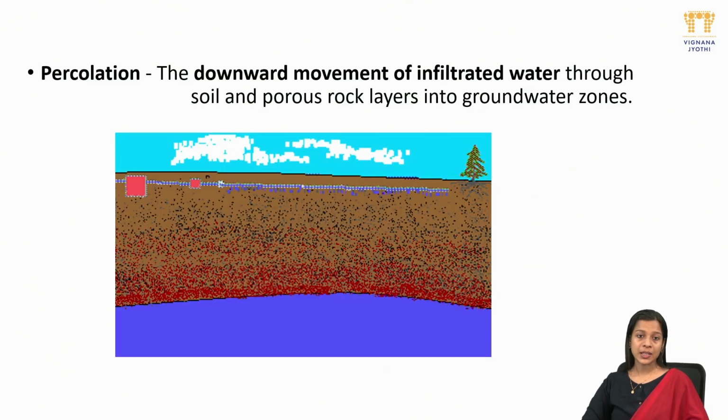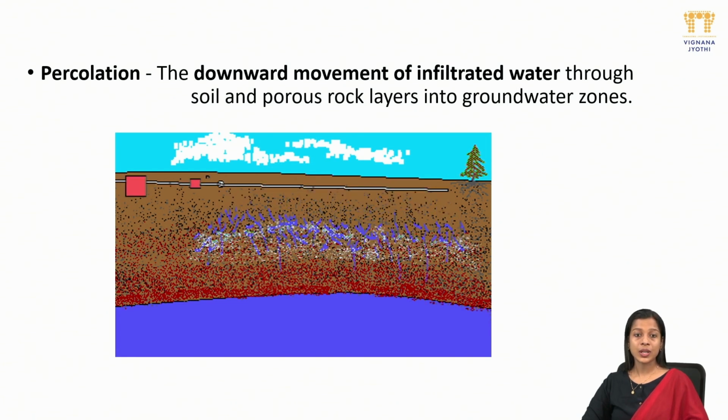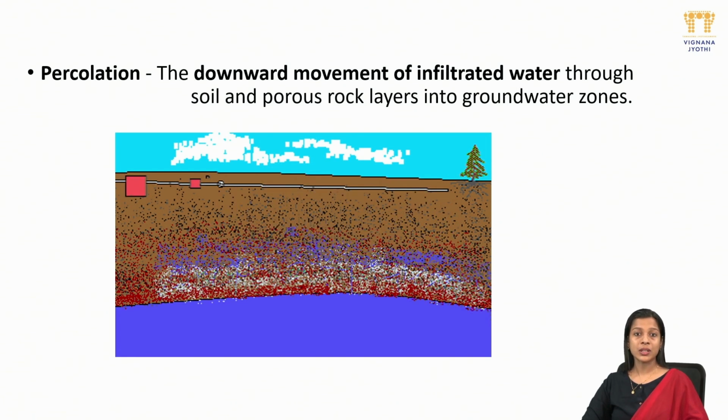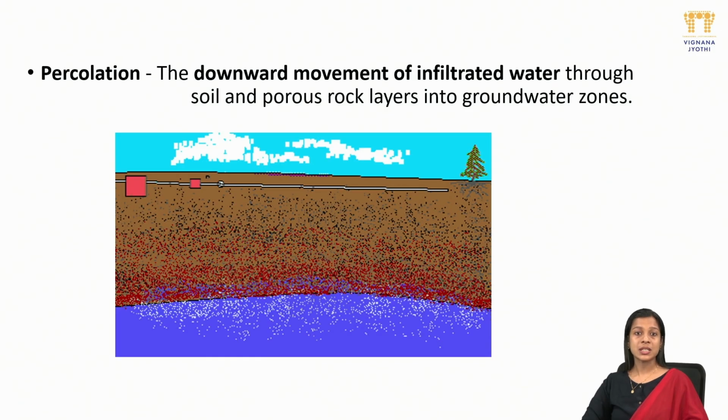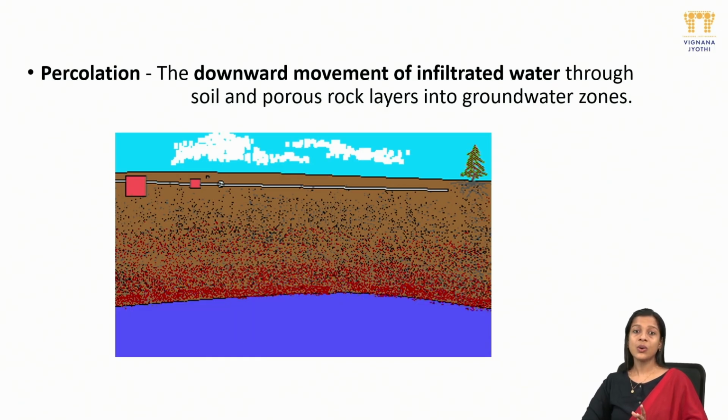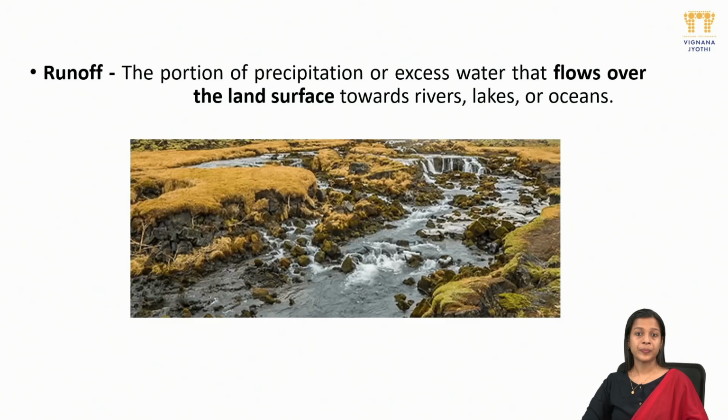Next one is percolation. Percolation is the downward movement of infiltrated water through soil and porous rock layers into groundwater. This water eventually reaches groundwater zones or aquifers. Remember, infiltration means entry of water into soil, while percolation refers to deeper downward movement.